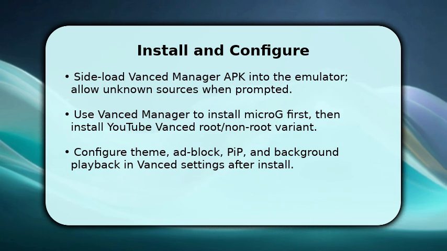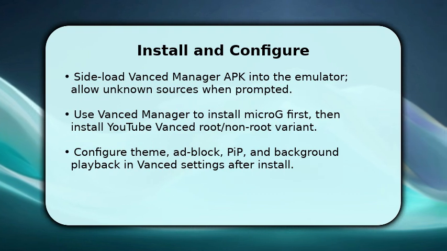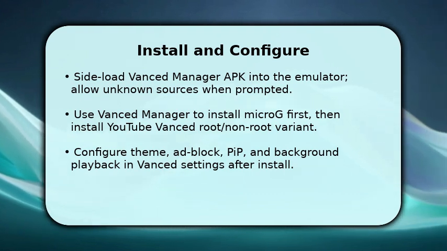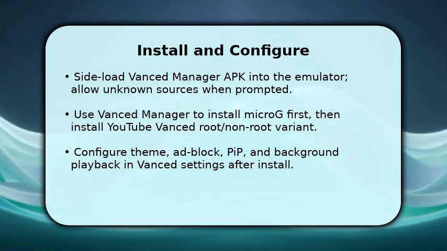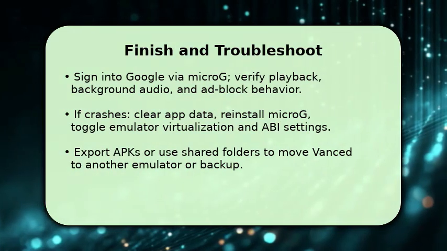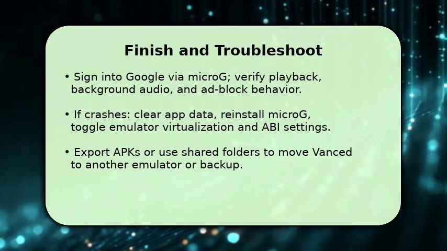Once installed, open Vanced and configure theme, ad blocking, picture-in-picture, and background playback. These settings are why Vanced behaves like native YouTube, but without ads. You finish by signing into Google through micro-G and verifying core functions. Ad removal, background audio, and picture-in-picture.